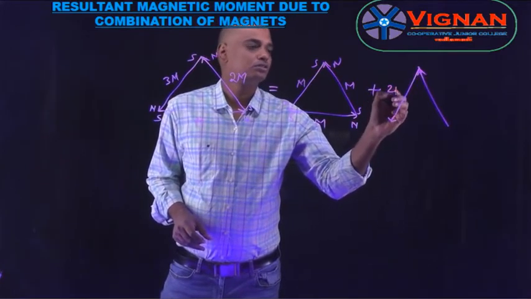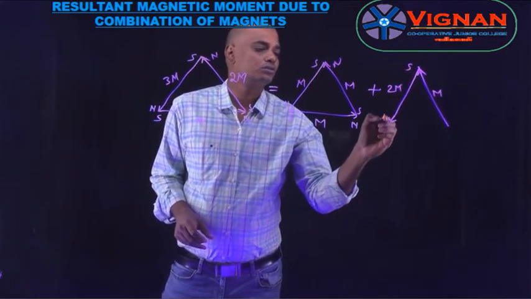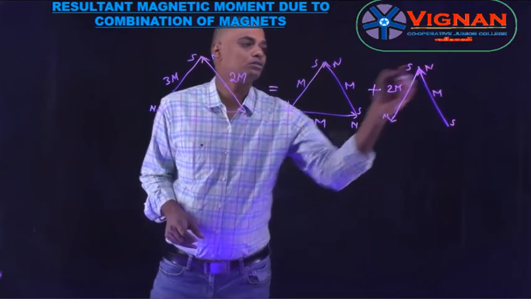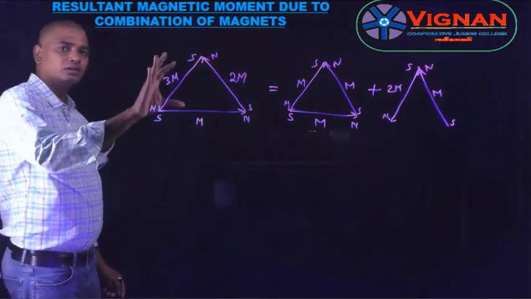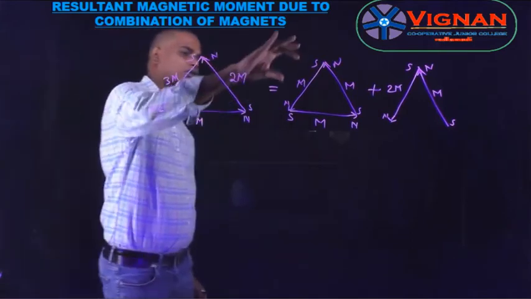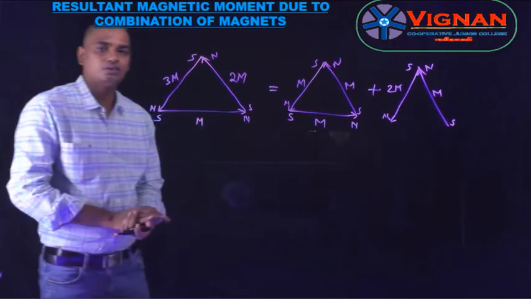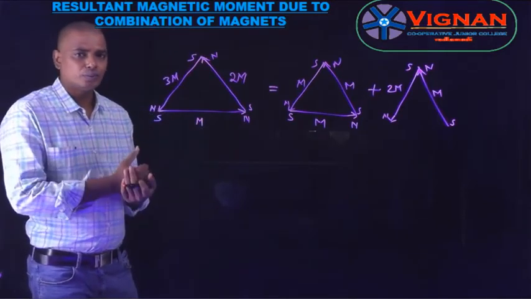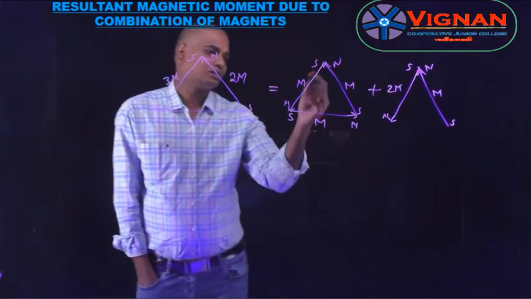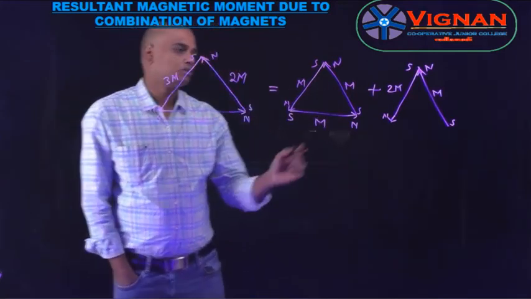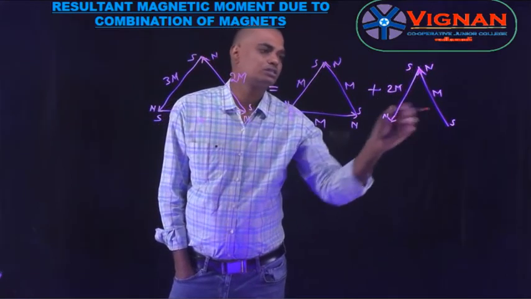So here is 2M and here is M, south-north and south-north, right? I am simplifying the given question in this manner. As we know from our previous discussion, if we have three identical bar magnets placed in the form of an equilateral triangle, then the resultant will be 0. So it can be simplified in this manner. Here the resultant of the bar magnets is 0. So now we need to calculate the resultant dipole moment for only this case.